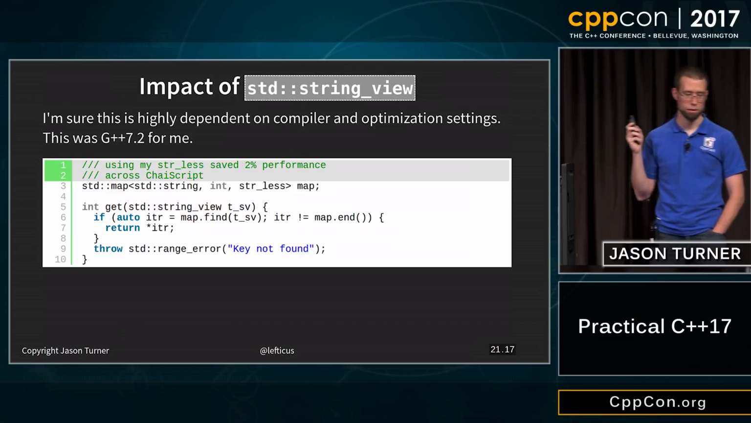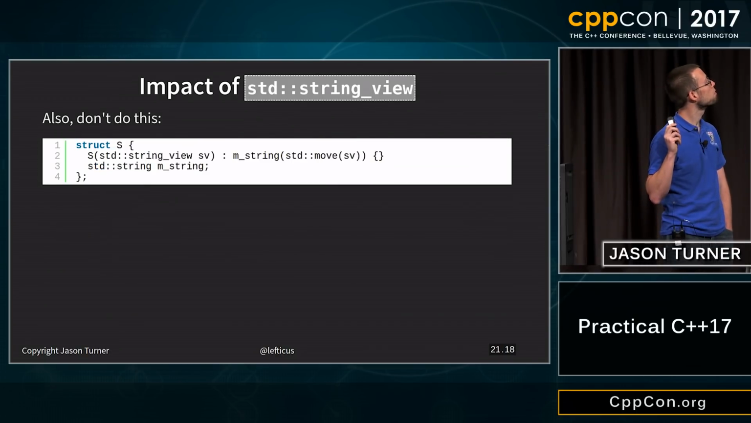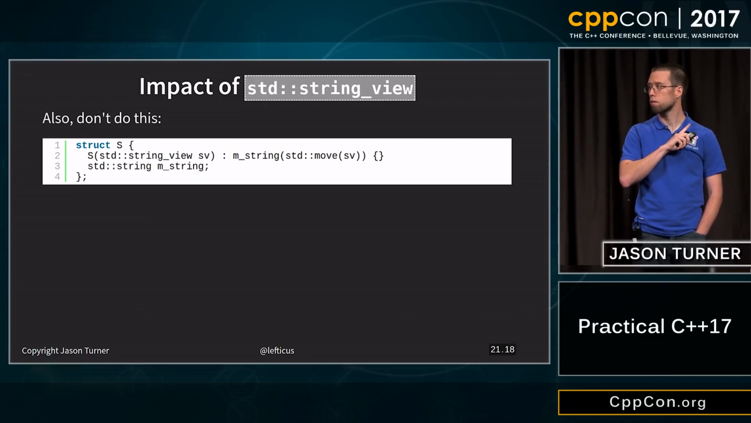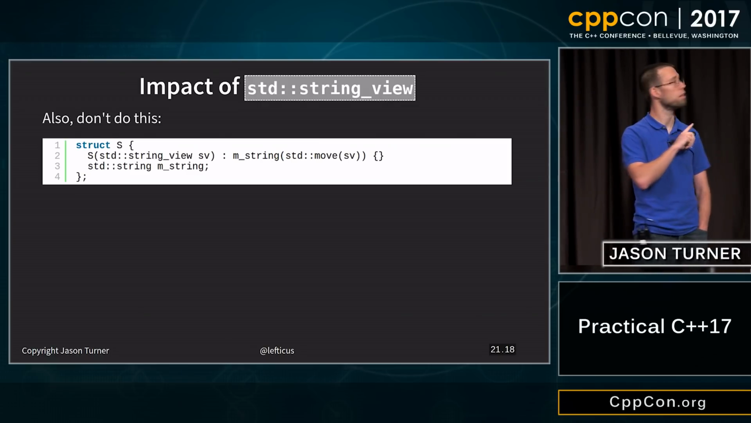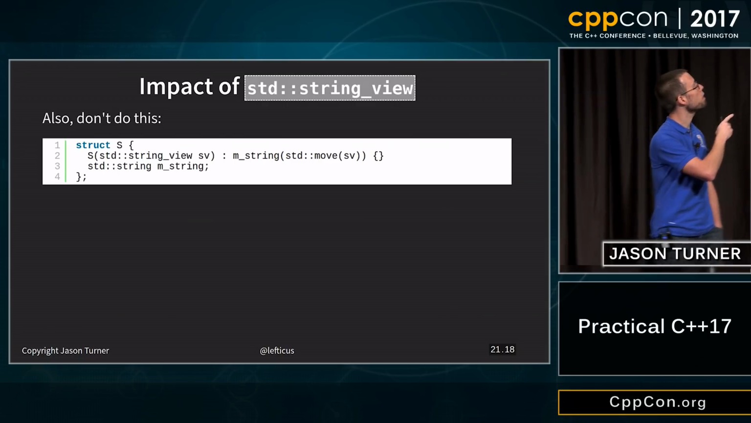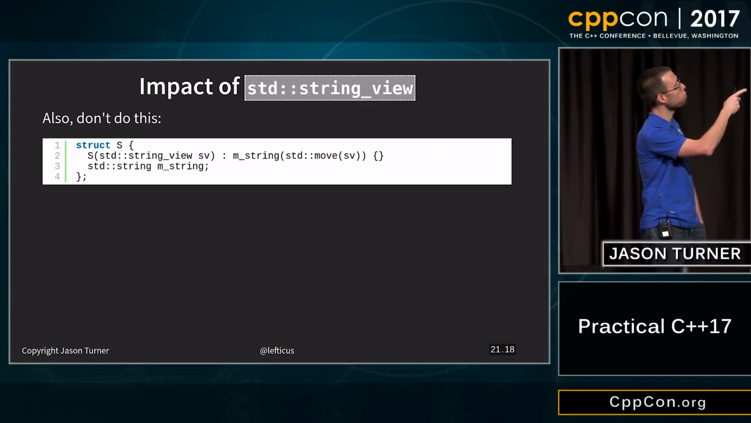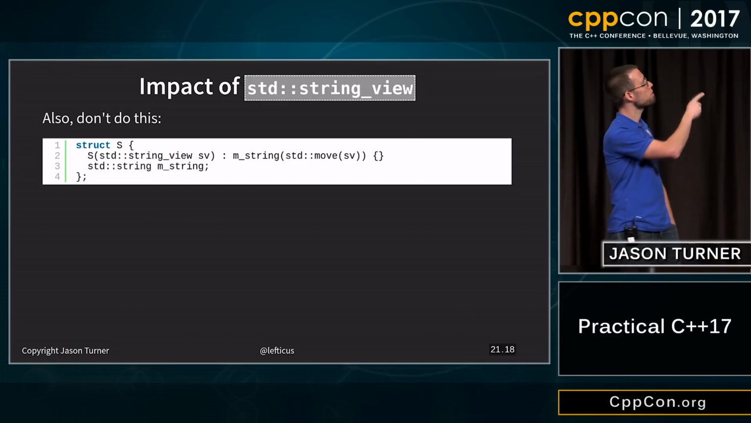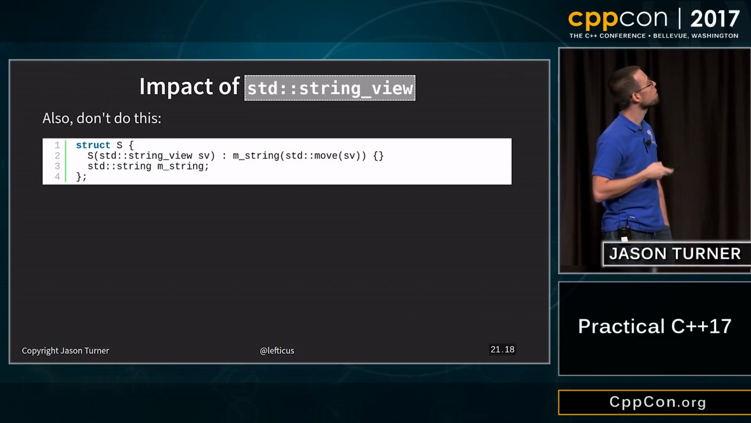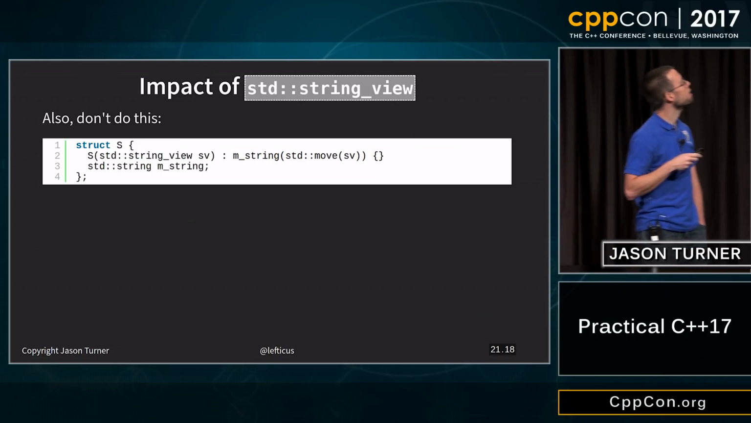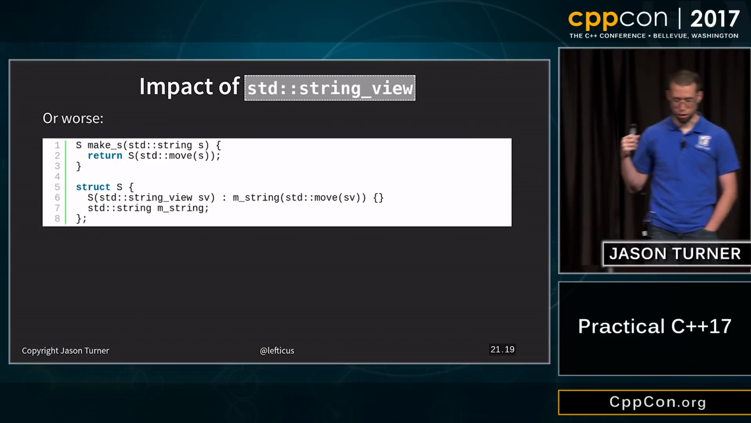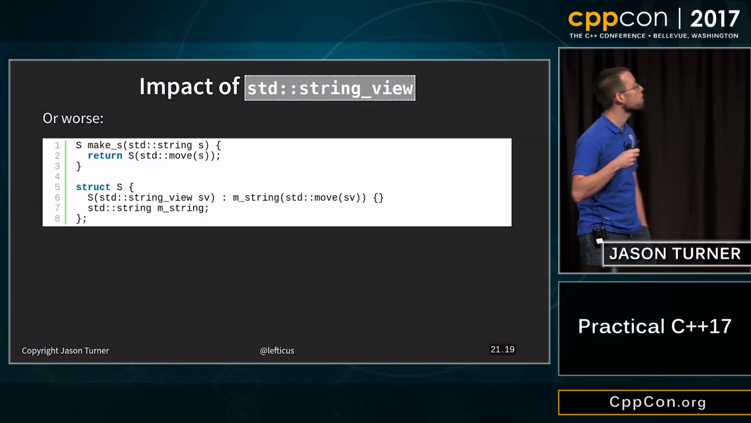Also, don't do this. This compiles without warning. It's happy. There's automatic conversions here. So we pass in a string view into our constructor, and then we are converting that into a string. And this is perfectly valid. However, it kind of decays into this by the time you talk about factory methods or factory functions.